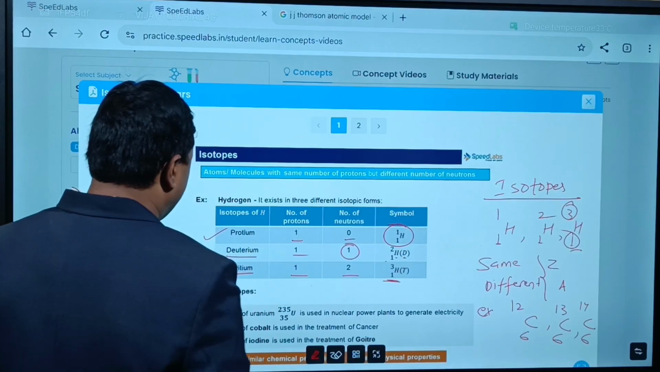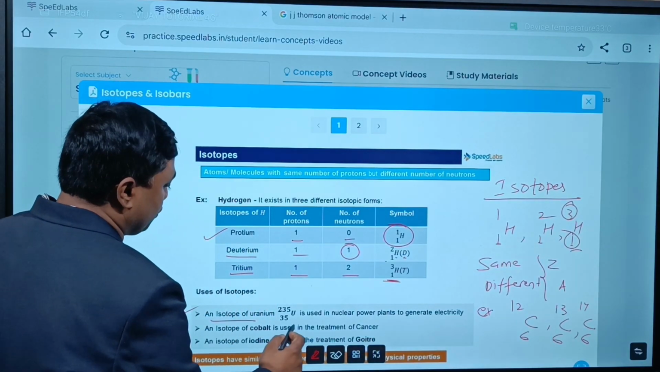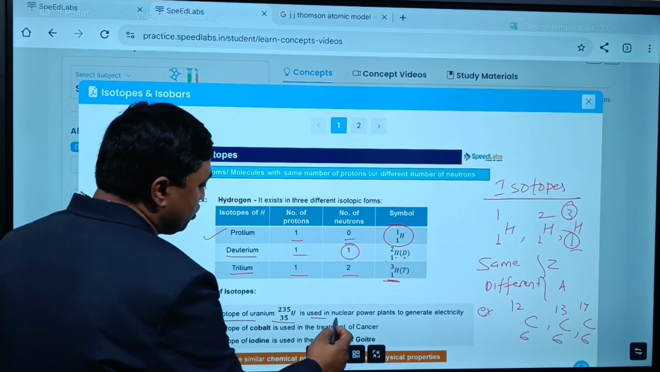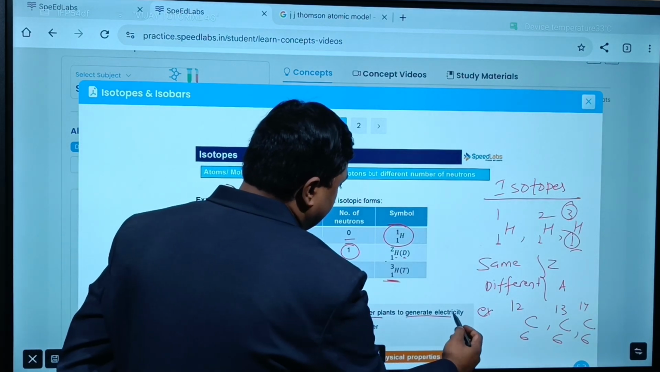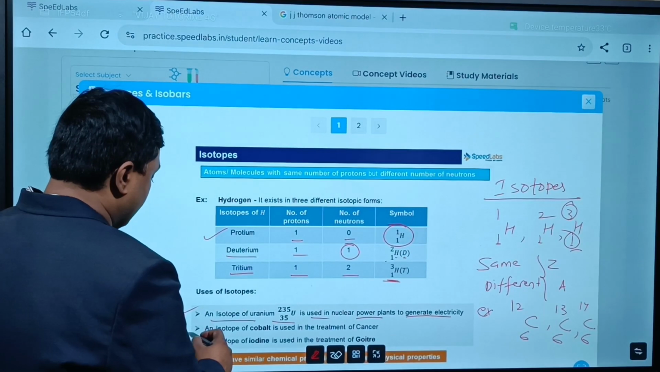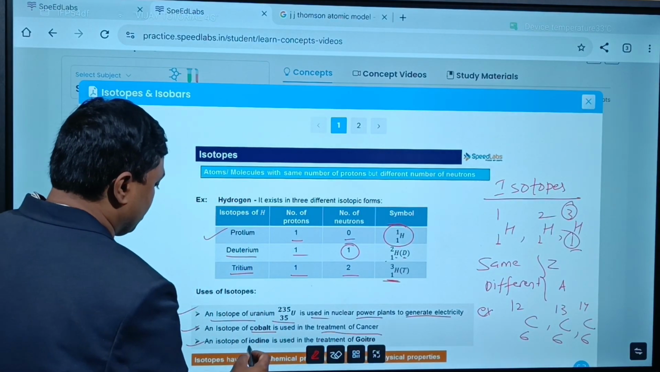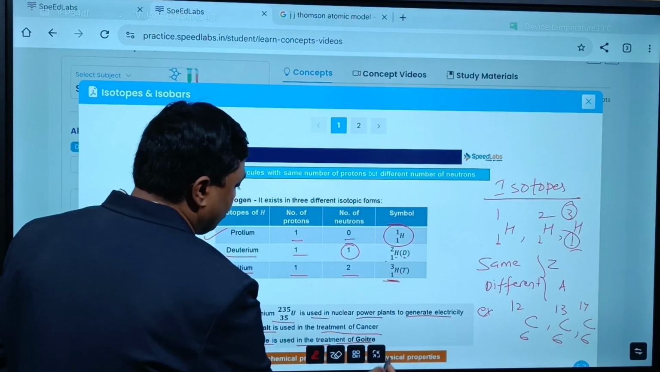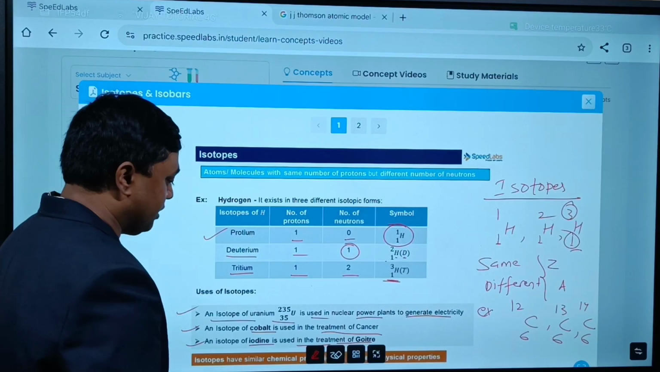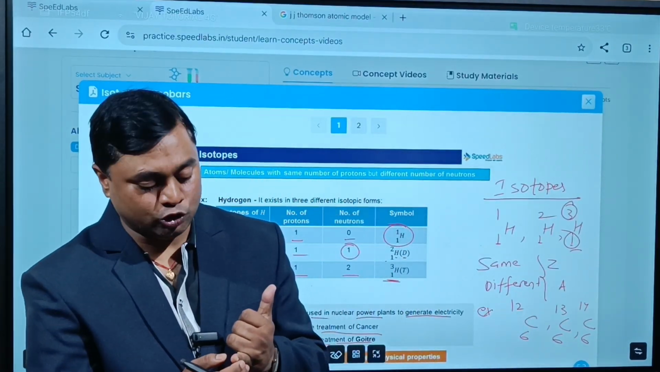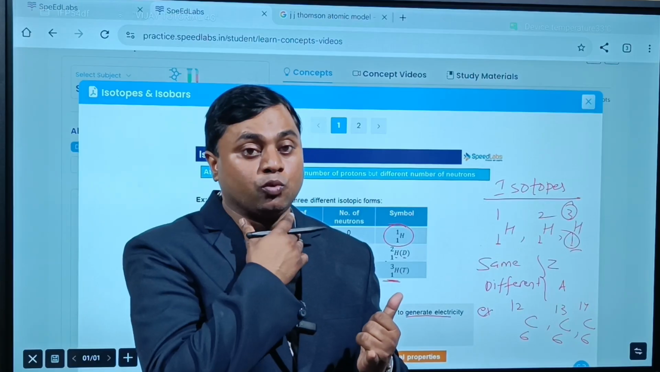Where we are using isotopes: isotopes of uranium, that is uranium-235, is used in nuclear power plants to generate electricity, very very important. Isotopes of cobalt is used in the treatment of cancer, and isotopes of iodine is used in the treatment of goiter. Yes or no? So very very important, where we are using isotopes.